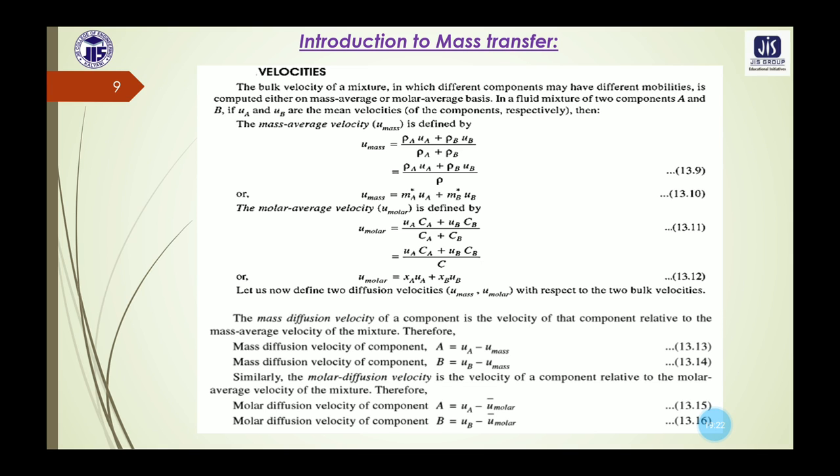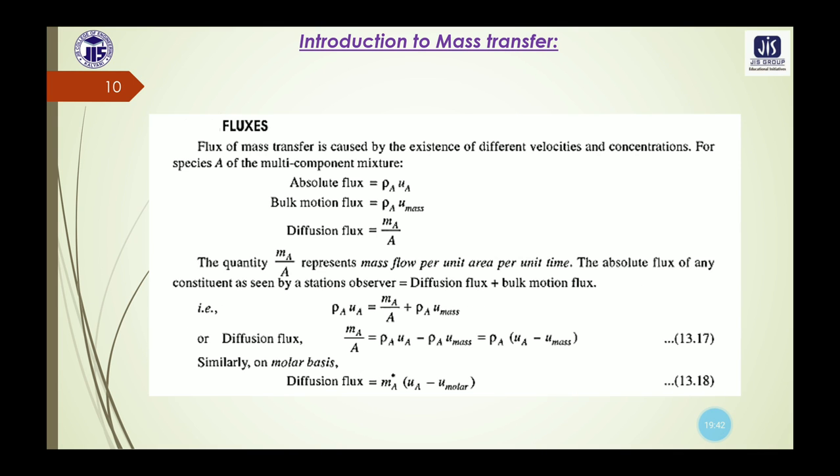There are some more formulas, like the mass diffusion velocity of component A equals UA minus U mass. Then the mass diffusion velocity of component B equals UB minus U mass. And in the case of molar diffusion, similar formulas are there. So all these formulas you need to remember to solve the numericals. Next we have the fluxes. The flux of mass transfer is actually caused by the existence of different velocities and concentrations.